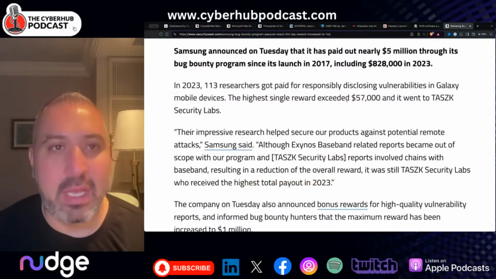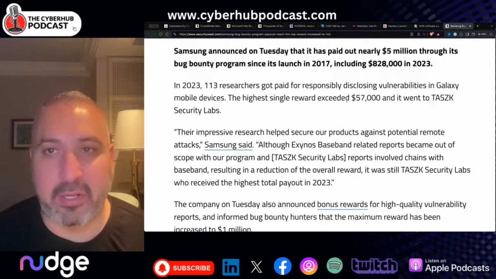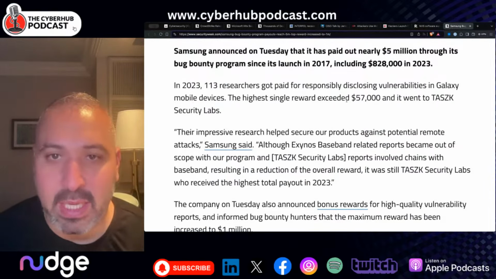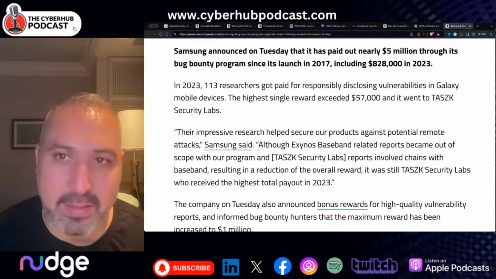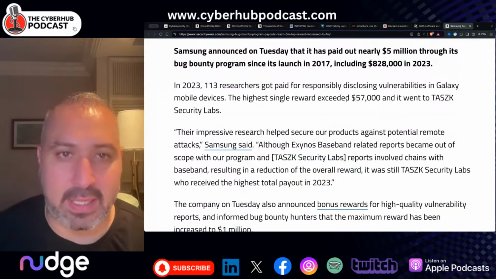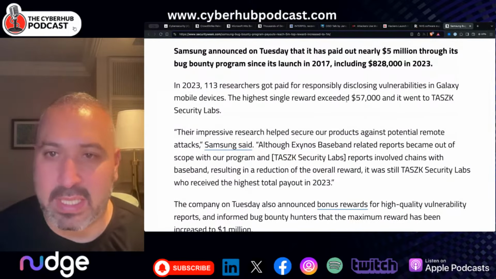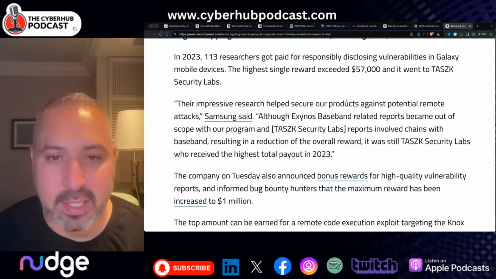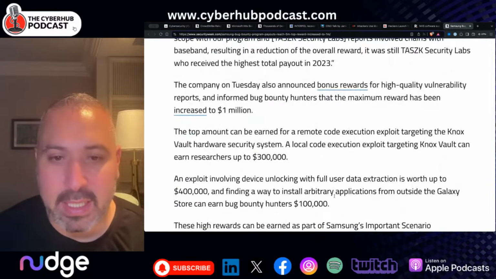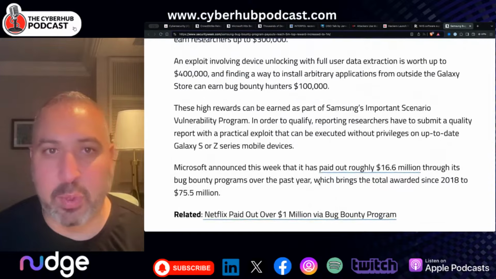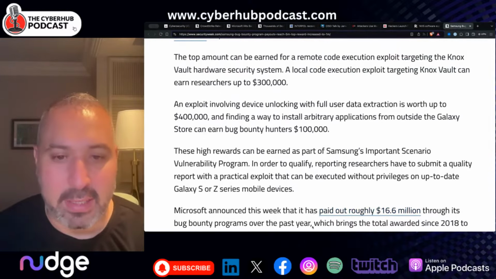All right, there's that. Finally, Samsung announced on Tuesday that they've paid out nearly $5 million through its bug bounty program since its launch in 2017, including $828,000 just in 2023 alone. 113 researchers got paid for responsibly disclosing vulnerabilities in Galaxy mobile devices. The highest reward exceeded $57,000, and it went to the TASZK Security Labs. So all in all, the community is coming together, and now they're increasing these bug bounties to reach up to $1 million. So all in all, Samsung is there.